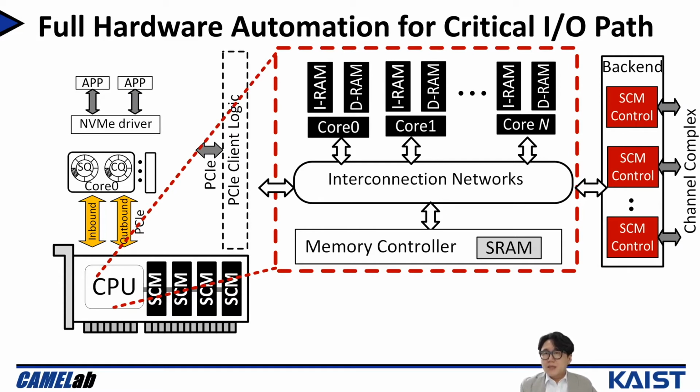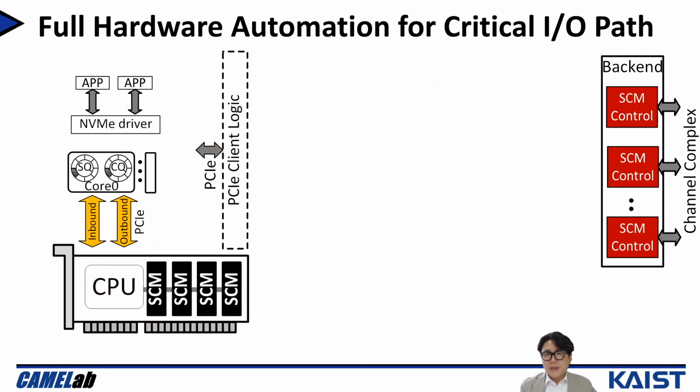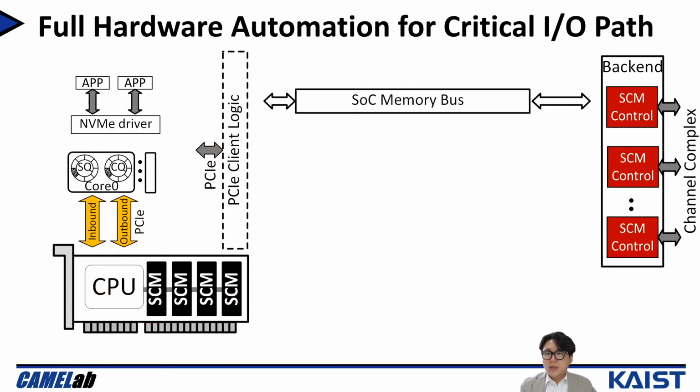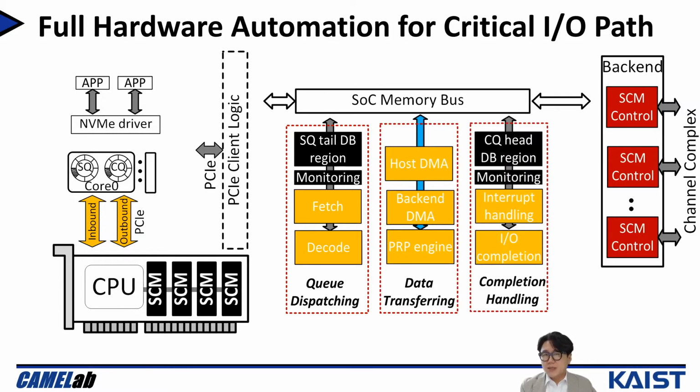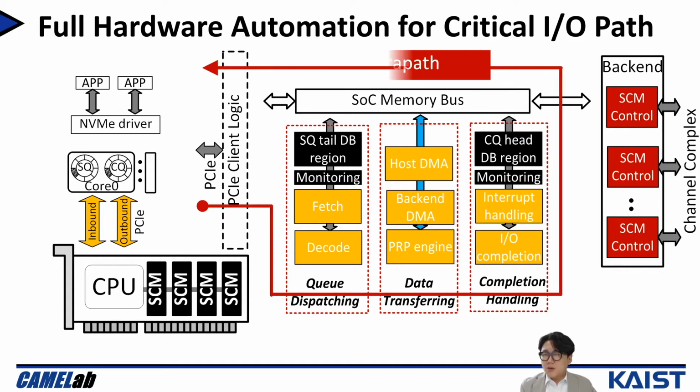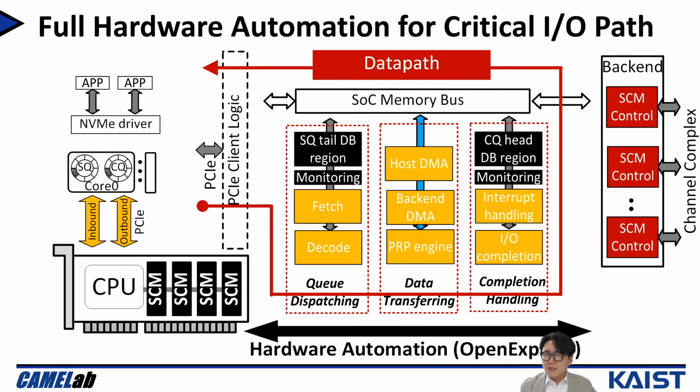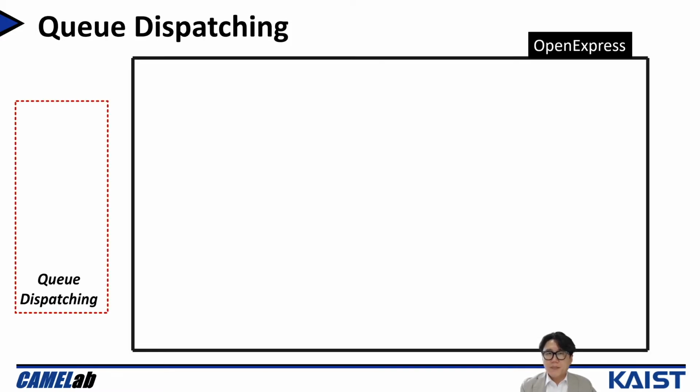OpenExpress removes the conventional multi-core front-end. To this end, we place a system-on-chip memory bus between the PCIe client and a back-end SCM channel complex. OpenExpress consists of three groups of hardware modules: queue dispatching, data transferring, and completion handling. These three groups of hardware modules operate in a pipeline manner and create read and write data paths in a fully hardware-automated manner. So let me show how the design details look.